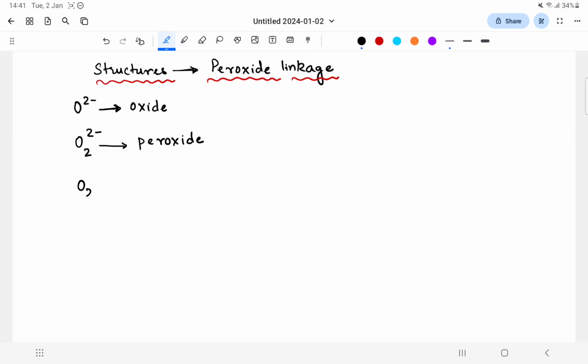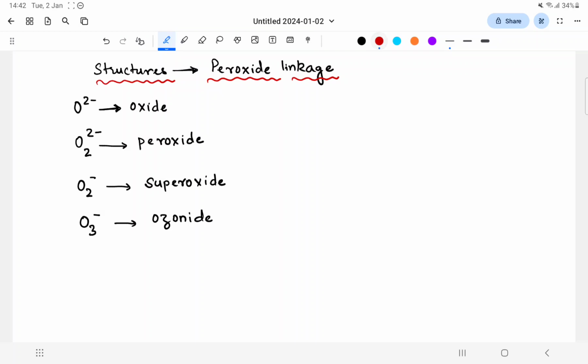Then we have O2 -, which is called superoxide. In this, the oxidation state of oxygen is -1/2, which is the average value of the oxidation number. I hope everyone is aware of the word oxidation state. Many times the words oxidation state and oxidation number are used interchangeably, but you might know that only for monoatomic atoms and monoatomic ions they are the same; otherwise they are two different terms. And if we talk about O3 -, which is ozonide, the oxidation state here is -1/3.